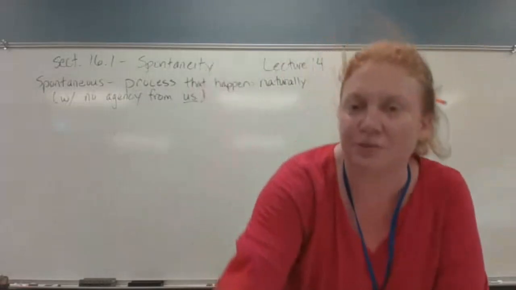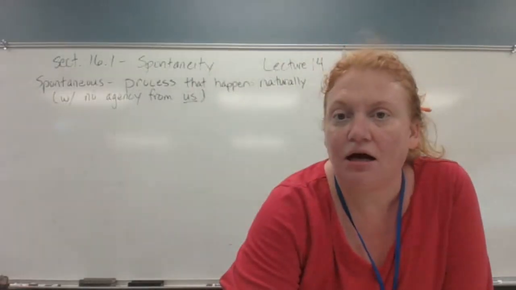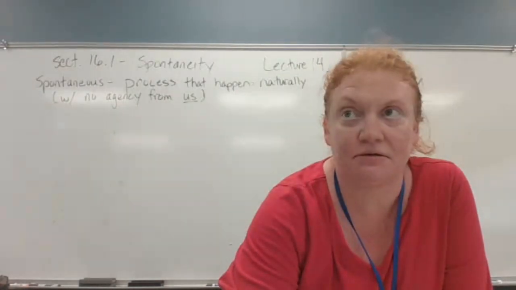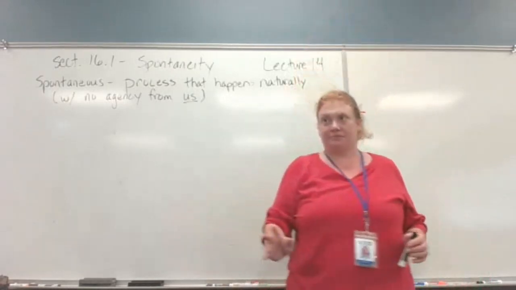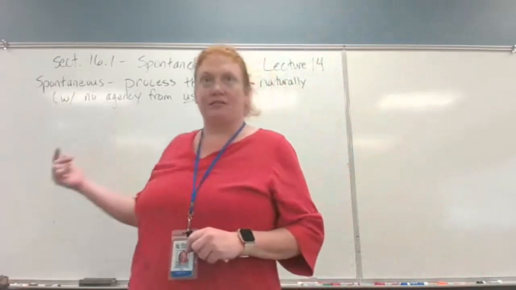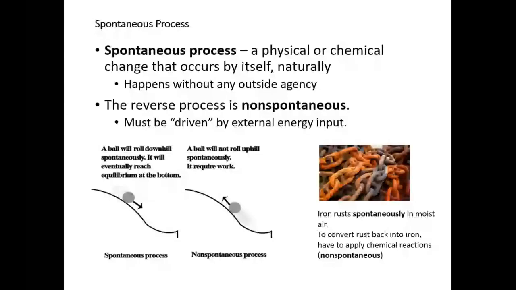Here's a real simple example of something that is spontaneous: a ball rolling down a hill. That just happens spontaneously, doesn't it? But what about the reverse process? What about a ball going up a hill? That needs some work by one of us. So if you have a spontaneous forward process, what do we know about the reverse process? The reverse process would have to be non-spontaneous.